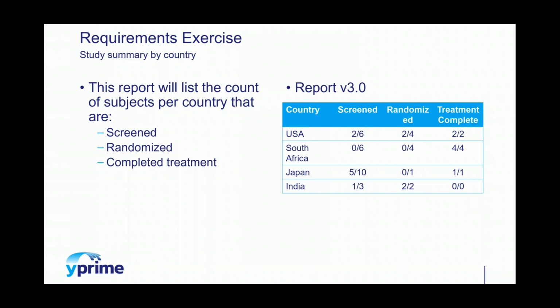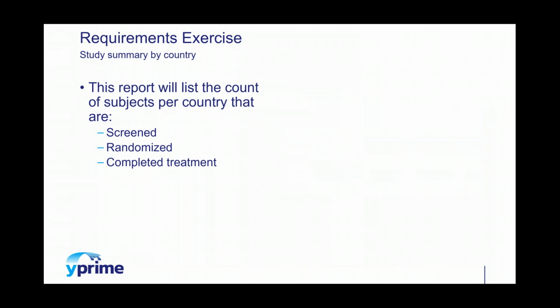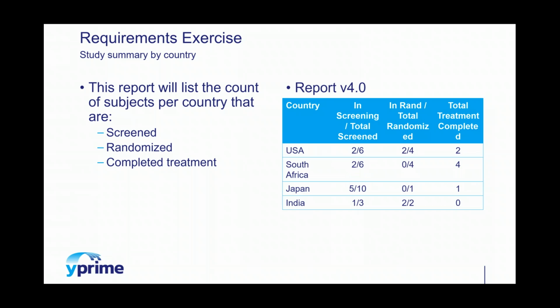Well, here's our next instance. I can see that we have screened 2/6 of a person at the USA, and we have randomized 2/4 of a person. And wait a minute, that doesn't make any sense either. So finally, here's what we were looking for.